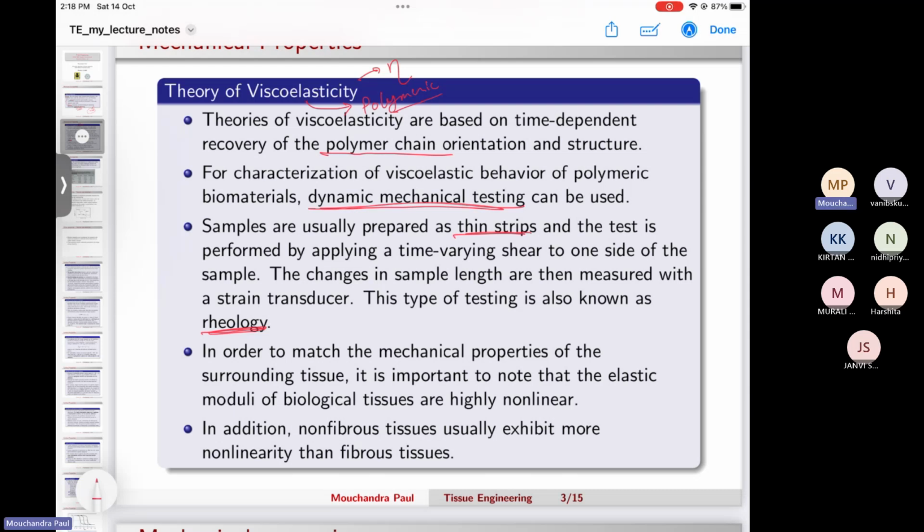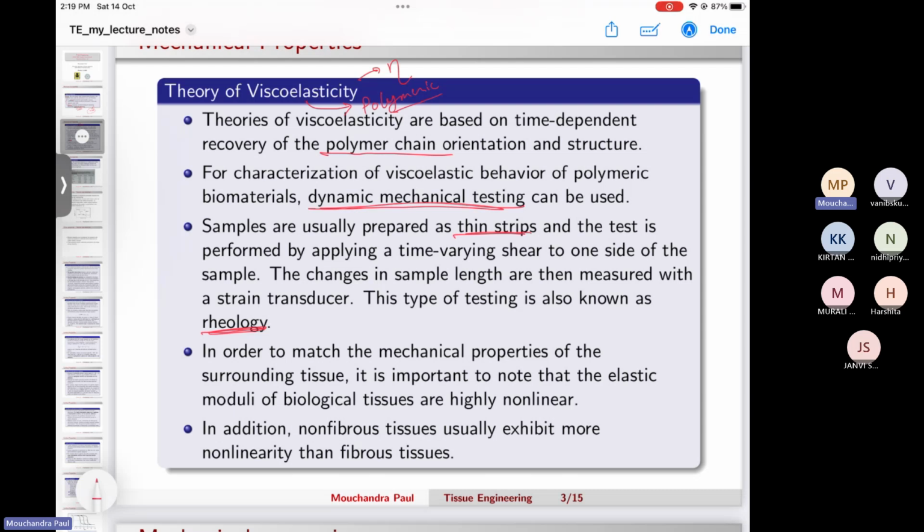Now note that whatever testing we are doing, either measuring the viscoelastic behavior or the elastic behavior of a material, the values that we get will help us understand whether or not our biomaterial has properties similar to that of the implantation site. So if you are trying to make a bone substitute to fix a broken bone, you need to make sure the mechanical properties, meaning both the elastic behavior and viscoelastic behavior, are similar to native bone.